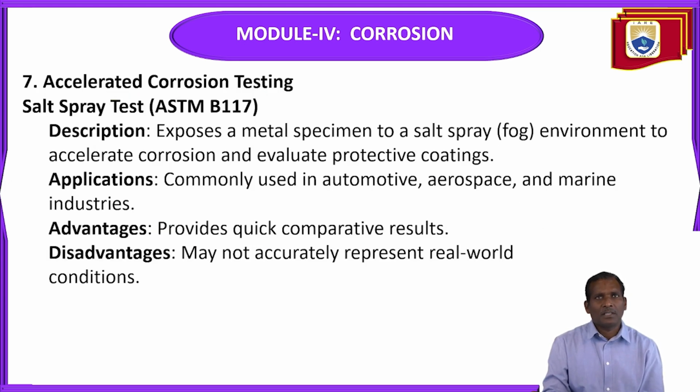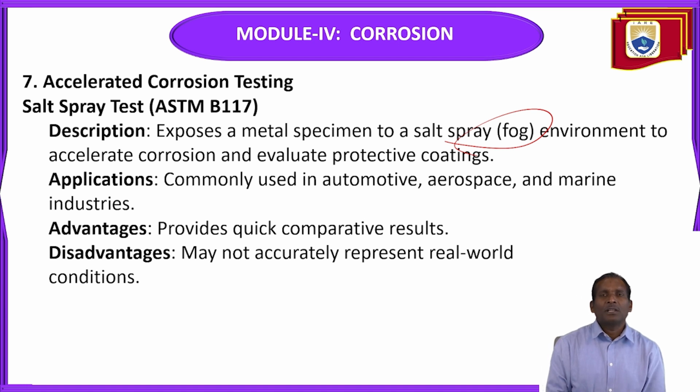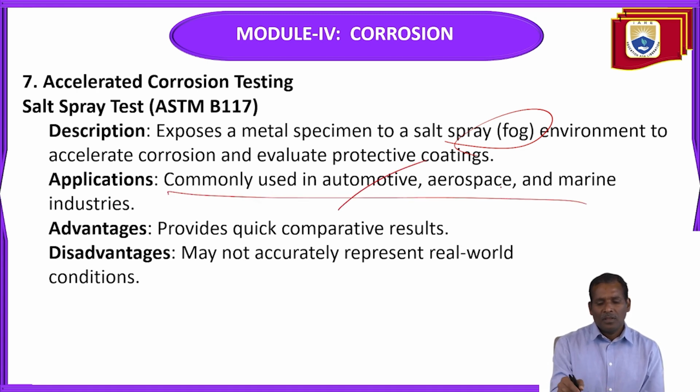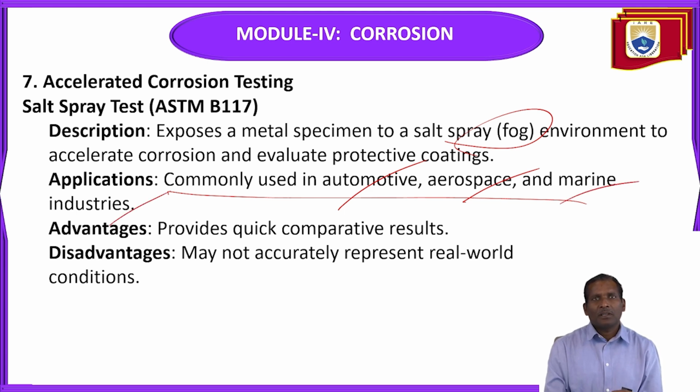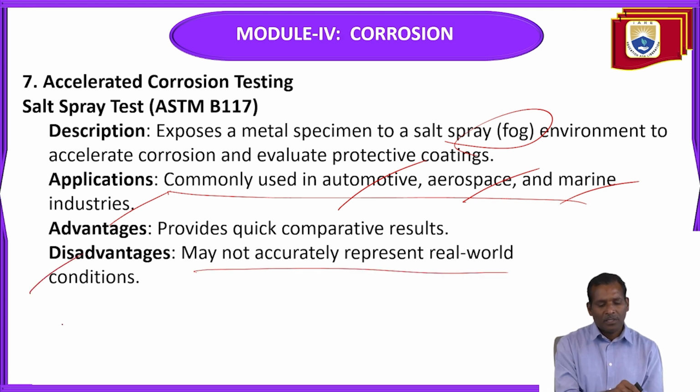Next, accelerated corrosion testing. So, salt spray test. So in this, exposes a metal specimen to a salt spray, that is fog environment, to accelerate corrosion and evaluate protective coatings. The applications are commonly used in automotive, aerospace, and marine industries. So the main advantage of this accelerated corrosion testing is to provide quick comparative results. The main disadvantage: may not accurately represent real world conditions.